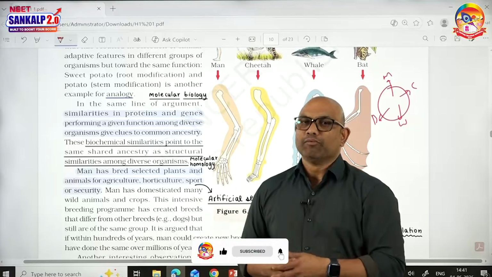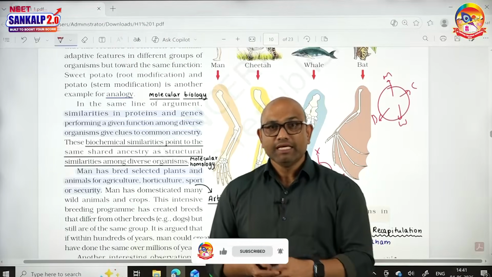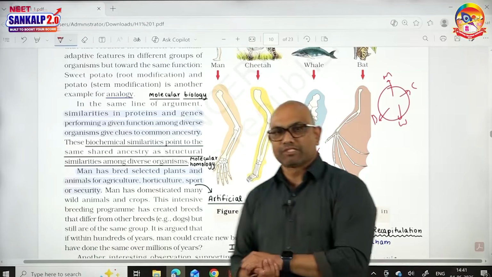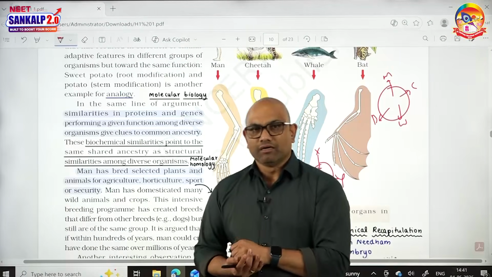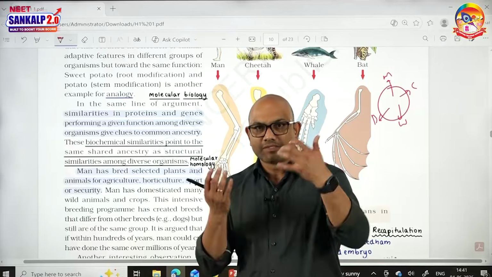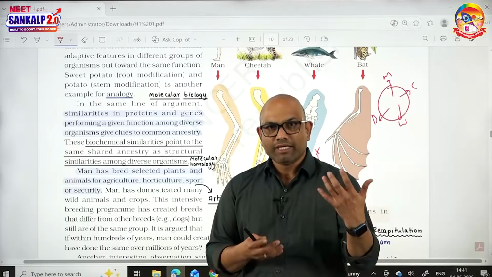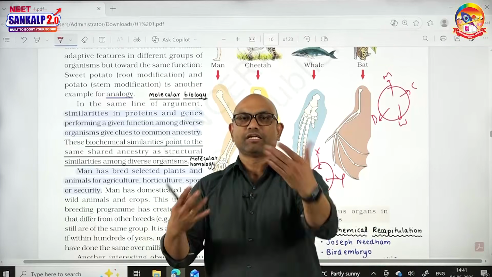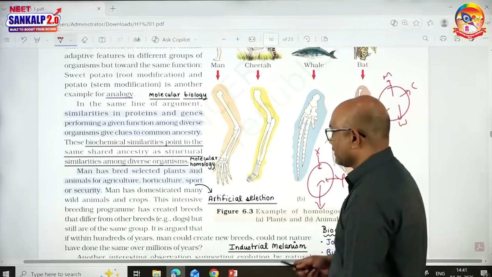Similarity at the molecular level, that is molecular homology, says that there might be a common ancestry for all these organisms. So, this is the evidence coming from cell and molecular biology, showing similar components in diverse organisms, saying that there is a common ancestry for all these diverse organisms.